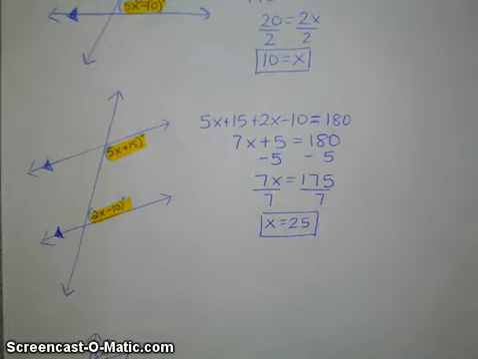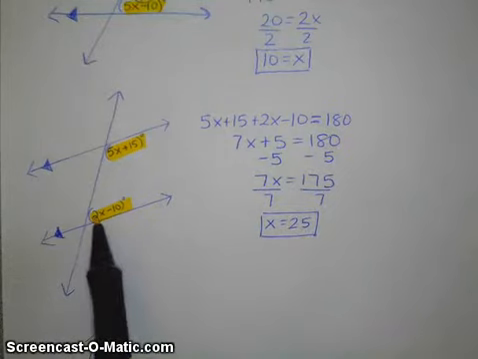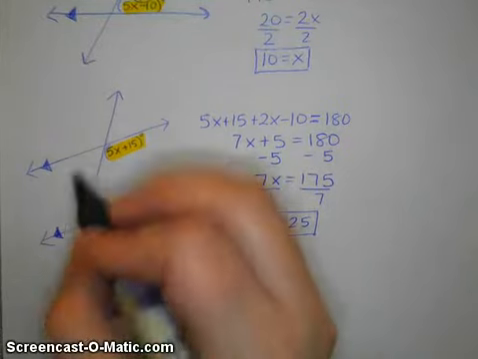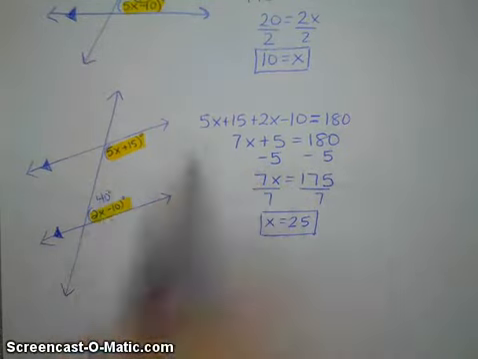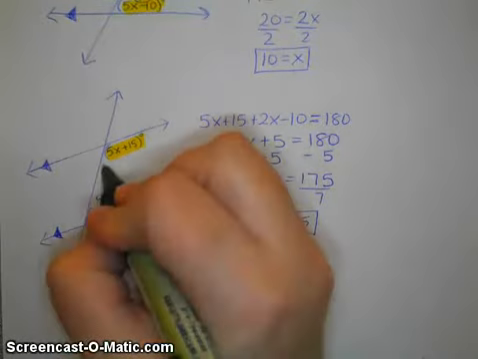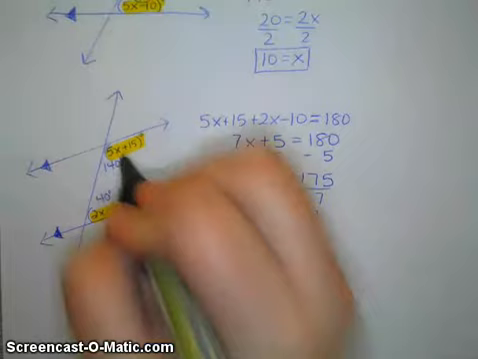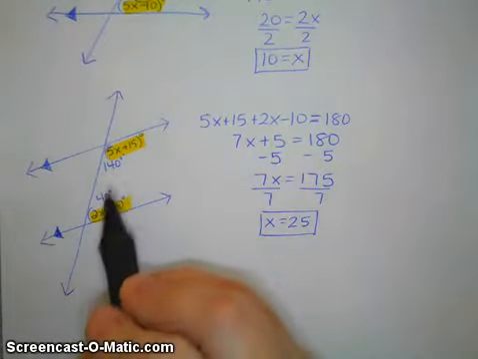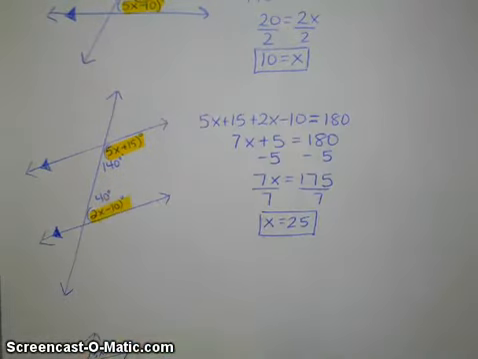If I want to go ahead and plug this back in, 2 times 25 is 50, minus 10 is 40. 5 times 25 is 125, plus 15 gives me 140. So again, my relationship, they add up to 180. They're supplementary.